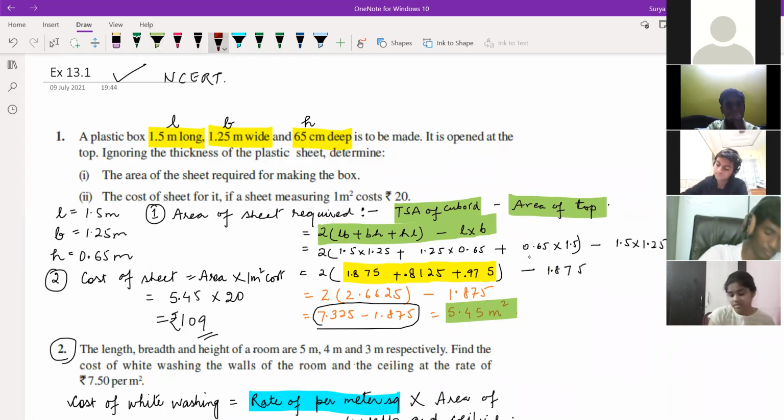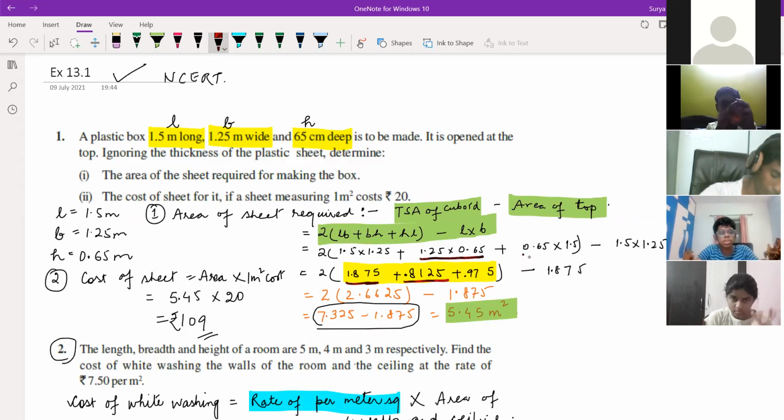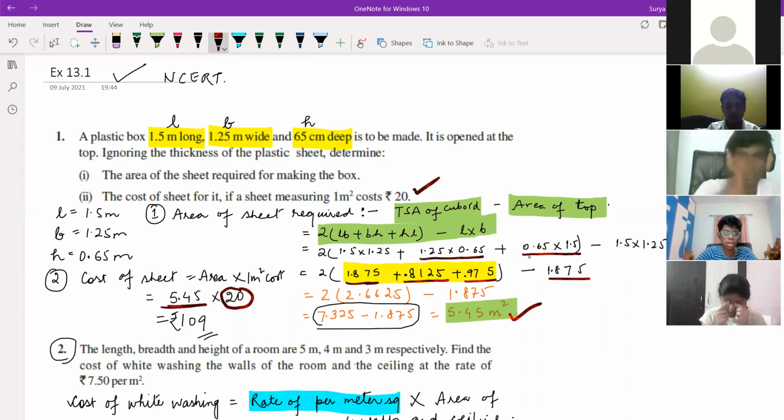So length is 1.5, breadth is 1.25, so getting 1.875, right? Again, 1.25 into 0.65, 0.8125. 0.65 into 1.5, 0.975. So at the last, you should get 5.45 meters square. Later they have asked to find the cost of the sheet. If a sheet measuring 1 meter square costs rupees 20, then 5.45 meter square costs how much? So 109. Is it clear? Yes, sir.